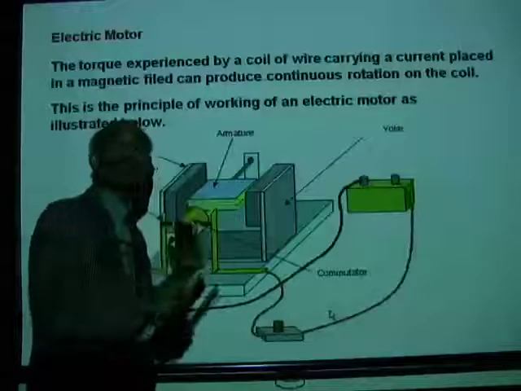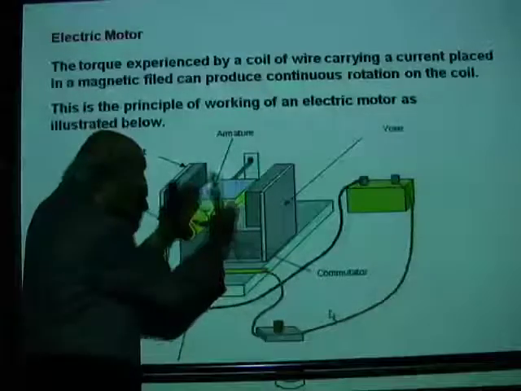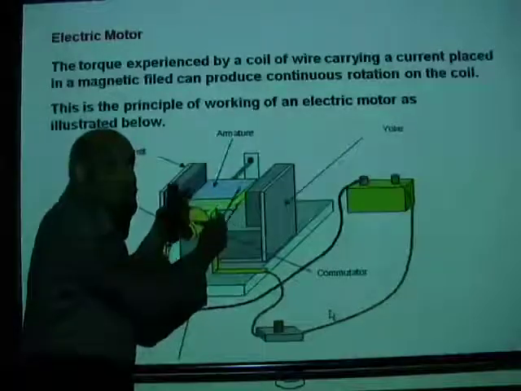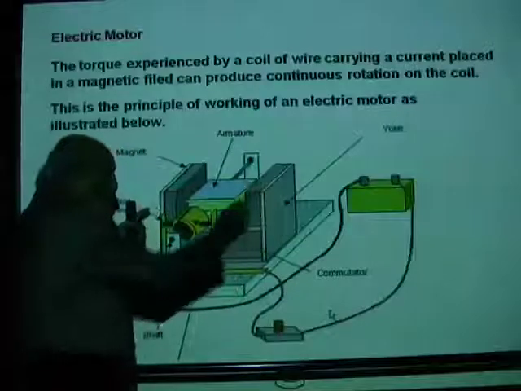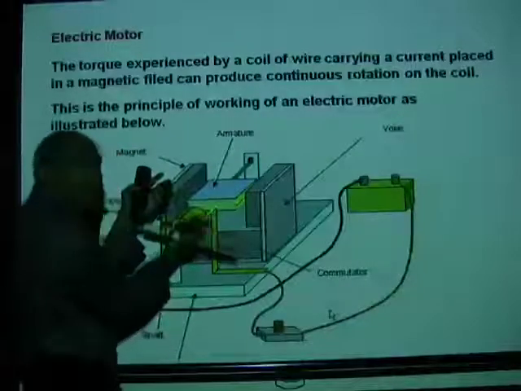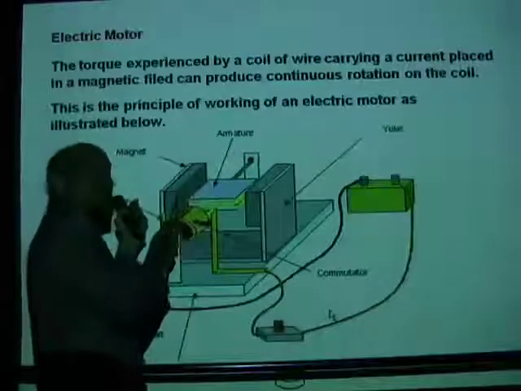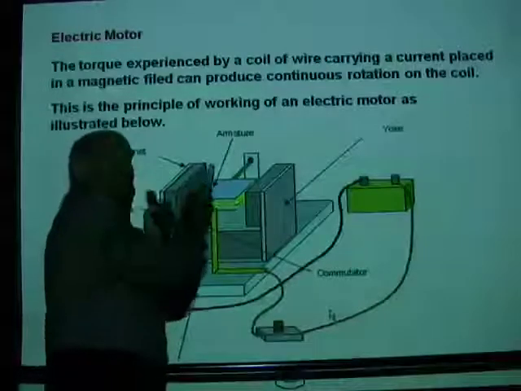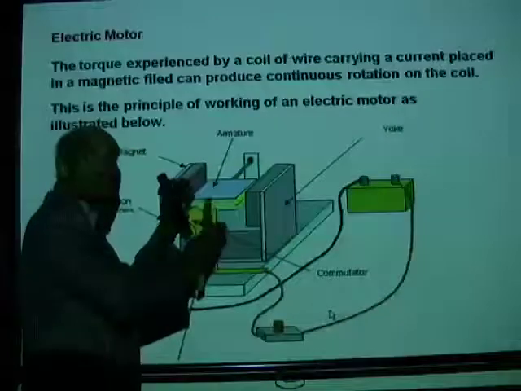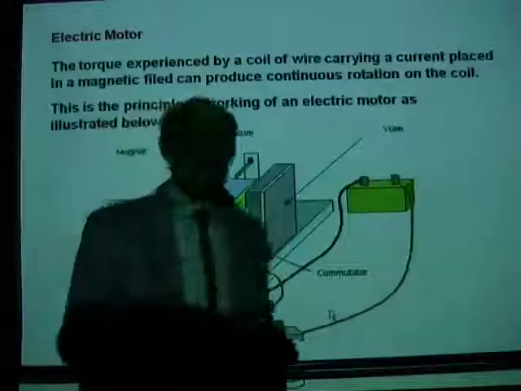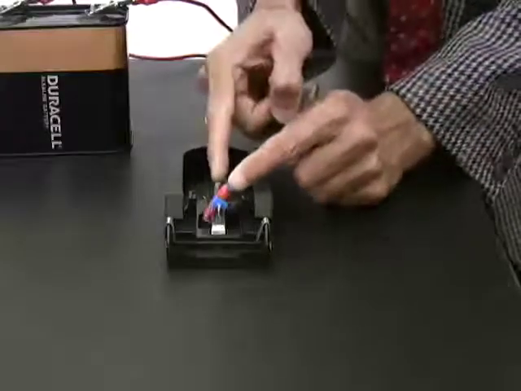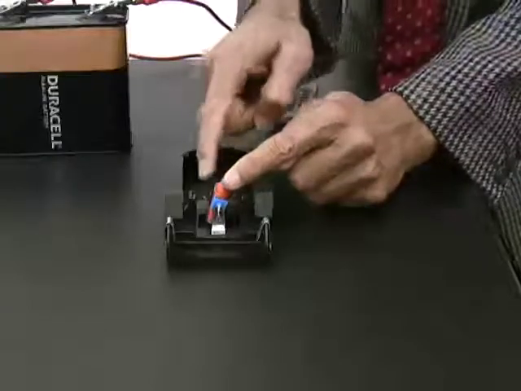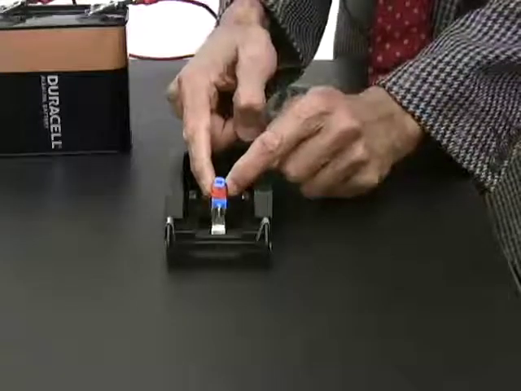The only way to get continuous rotation is when it completes half a rotation, the direction of current must change. The current that was flowing towards me on this side, when it completes half a rotation, the current must be in the opposite direction, so that the force will change. Now, I have actually made a contraption, and I would like to show it to you before I close the lesson today. Here I have made this coil, and the ends of the coil are connected to these brushes.